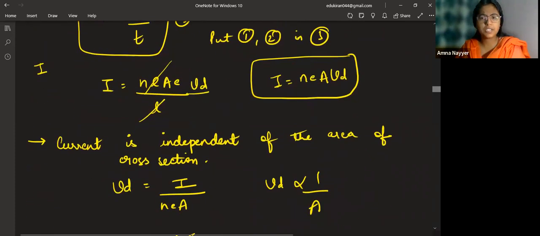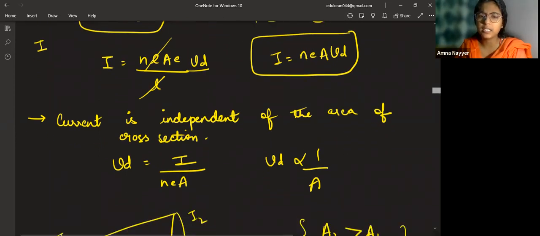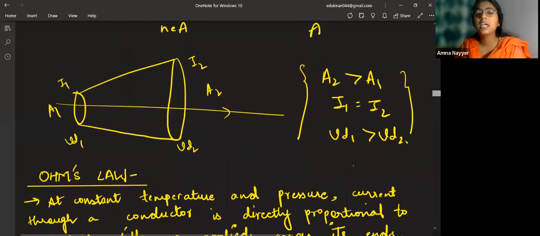Yes, this relation, just remember I is equal to nAeVd. From your JEE perspective, whichever quantity is missing, like suppose drift velocity is missing and current is given, you can use this and relate it directly. Questions aren't asked much from this part, so this is not very important.